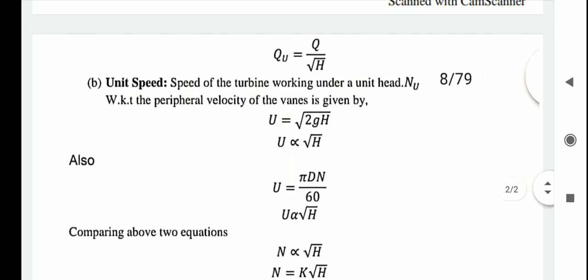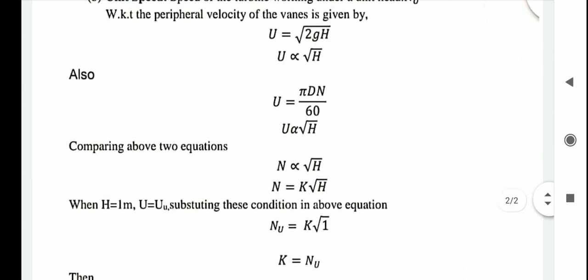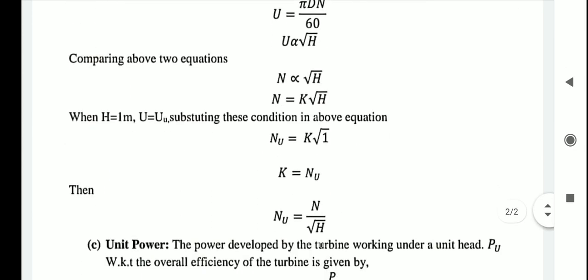The next part is unit speed. It is the speed of the turbine working under unit head, that is NU. We know that the peripheral velocity of the vanes is given by U equals square root of 2gh, so U is proportional to square root of h. Also U equals pi DN divided by 60. Comparing the two equations, N is proportional to square root of h, so removing the proportionality sign, N equals K into square root of h.